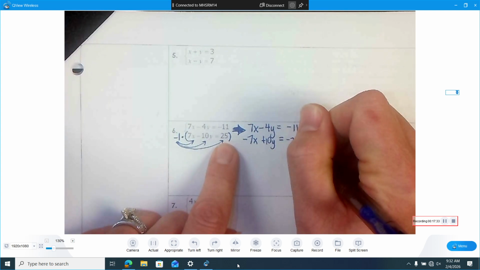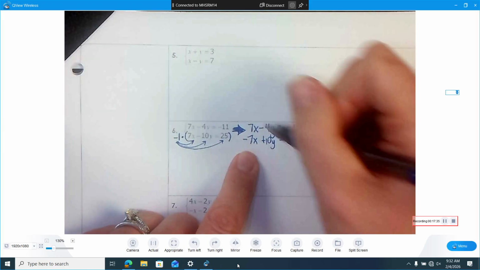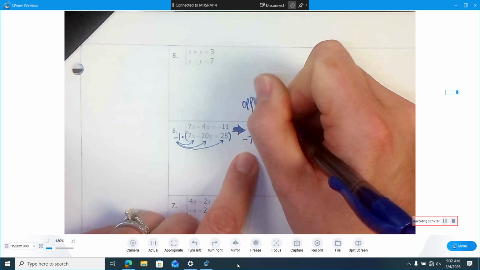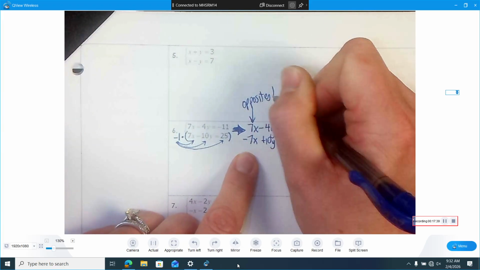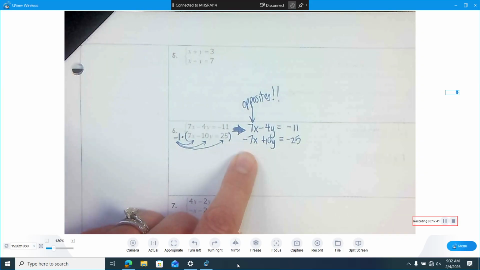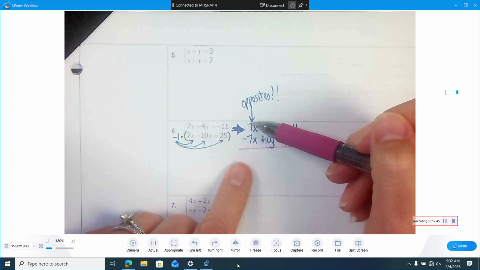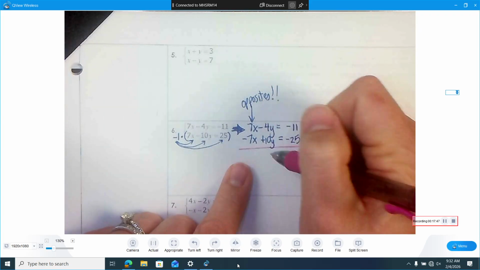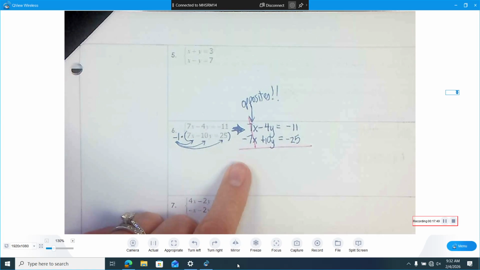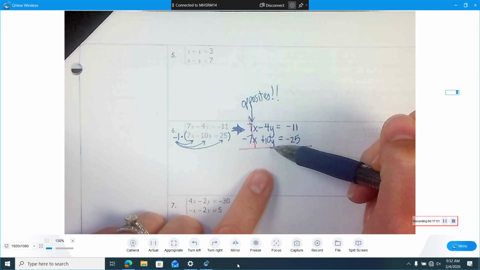Negative 25. All right, now do we have opposites? Yes, we do. And that's the goal, to have opposites. And if we have opposites, now we can combine. What's 7x and a negative 7x? 0, it goes away. What's negative 4y's plus 10y's?